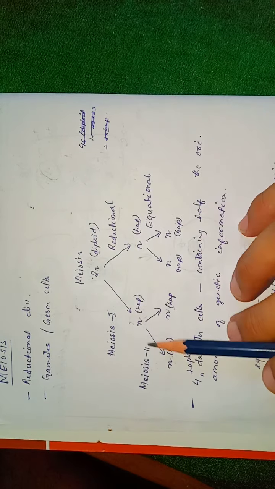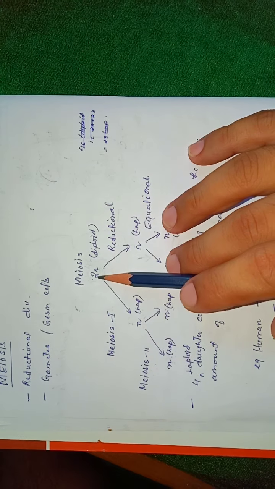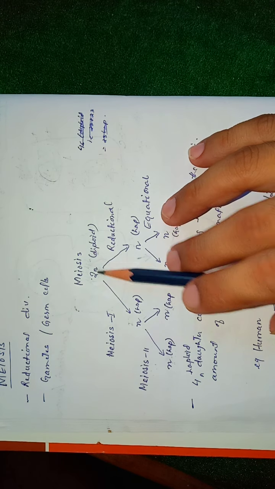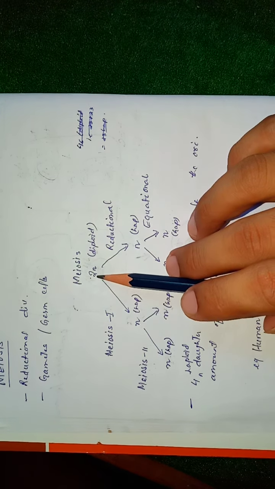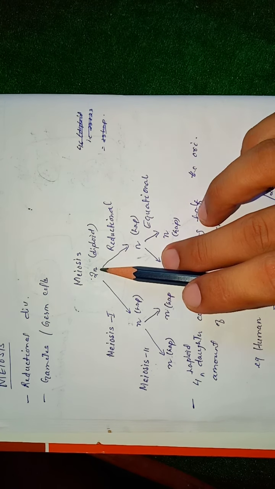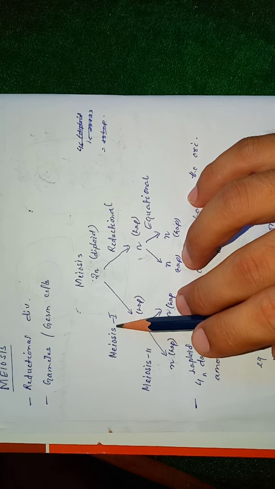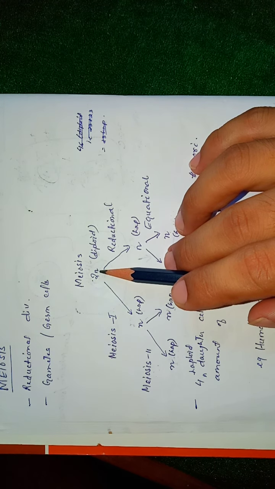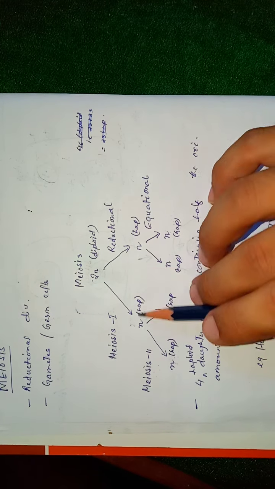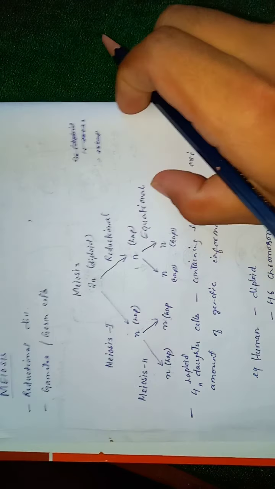Now, meiosis follows two divisions, that is meiosis 1 and meiosis 2. In meiosis 1, the chromosome number of the parent is reduced to half. So in meiosis 1, two individuals arise from a parent cell. That means the two resulting offspring contain half the number of chromosomes of the parent.